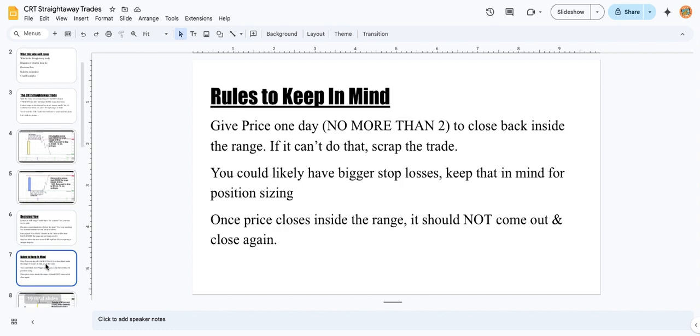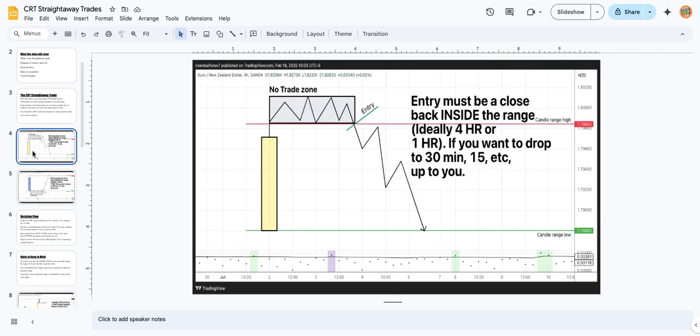So we have to keep in mind: give price 1 to 2 days to close back inside the range. If it's more than that, scrap the trade. We're not interested. In other words, if you see an ATR candle on a Monday and price still doesn't close back inside the range by Wednesday, we're not interested. Let's say, for instance, with this pair here, this happens on a Monday. All this up here is Tuesday, and then it keeps consolidating on Wednesday. By the time Wednesday's session closes, it does not come back inside the range.